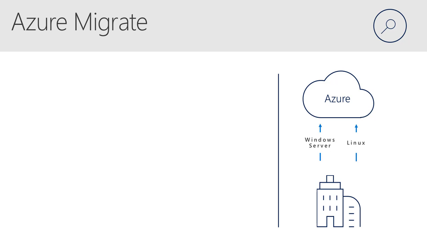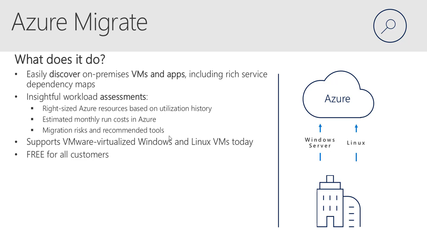As I mentioned, Azure Migrate went generally available a few weeks ago. So what is Azure Migrate? What does it do? Well, Azure Migrate helps you with discovery and assessment of on-premises VMs and apps. It has a nice service dependency mapping capability where you can get a nice graphical view of all the different machines and servers that are involved in an application so that you can make sure you're moving everything up to the cloud in an Azure migration.